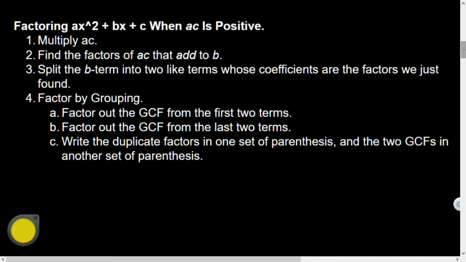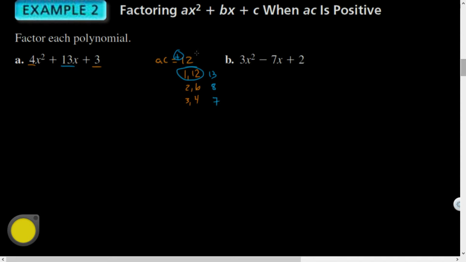So let's put this into practice because all these steps sound weird. I'm going to split this B term. I'll use a different color here. So 13x is now going to be broken up into 2 cases. Watch what I write. 4x squared is still here. I'm splitting the B term into 2 like terms, so they're both going to have x's on them, and their coefficients are going to be the 1 and the 12. So I'll have a 1x, which you don't have to write that 1, and a 12x. And then the plus 3 is still there.